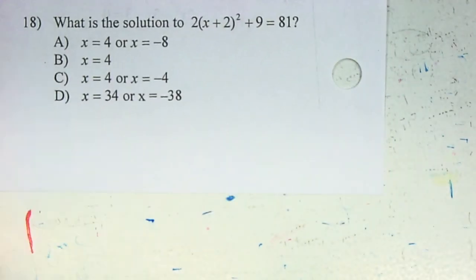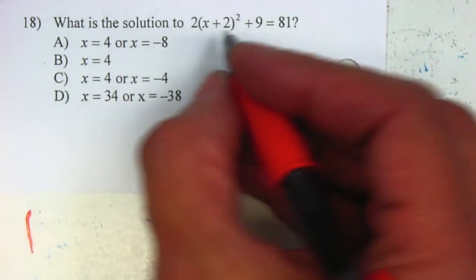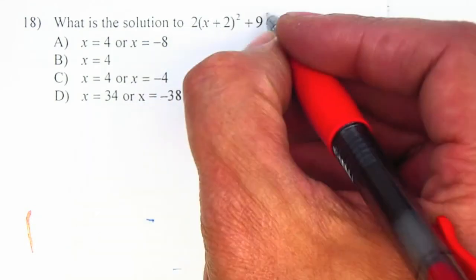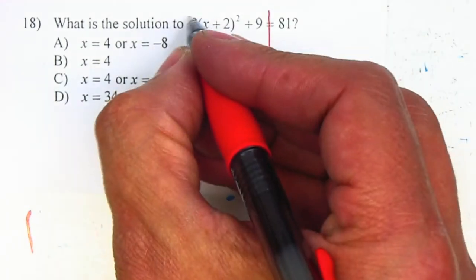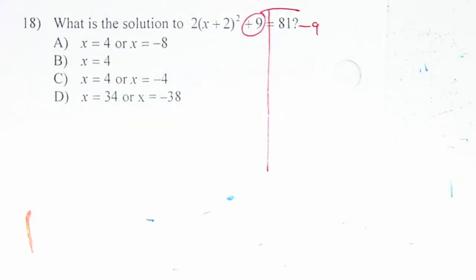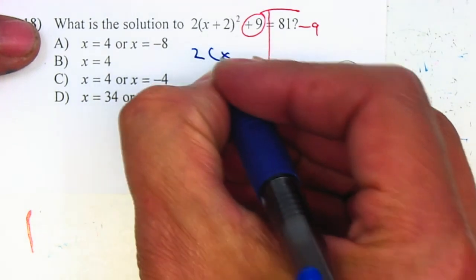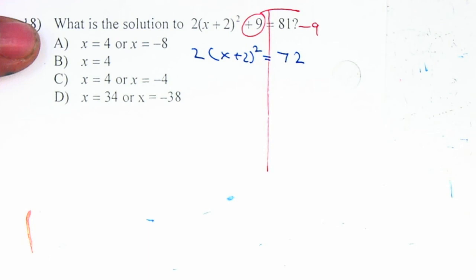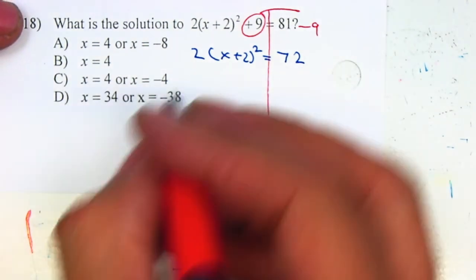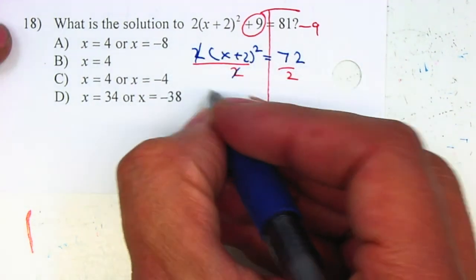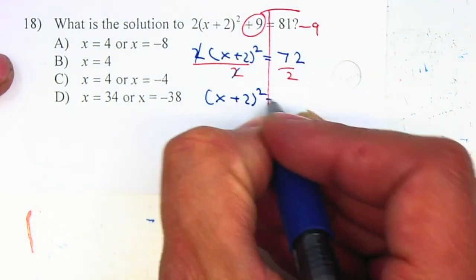Problem number 18. What is the solution? To solve it, we can distribute. We're going to draw the line. A lot of you guys are very tempted to distribute the 2. You can't. I'm going to move the 9 to the right. We can say negative 9. We have 2 times x plus 2 squared is equal to 72. From here, I'm going to divide by 2 on both sides. The 2's will cancel. So I have x plus 2 squared is equal to 36.